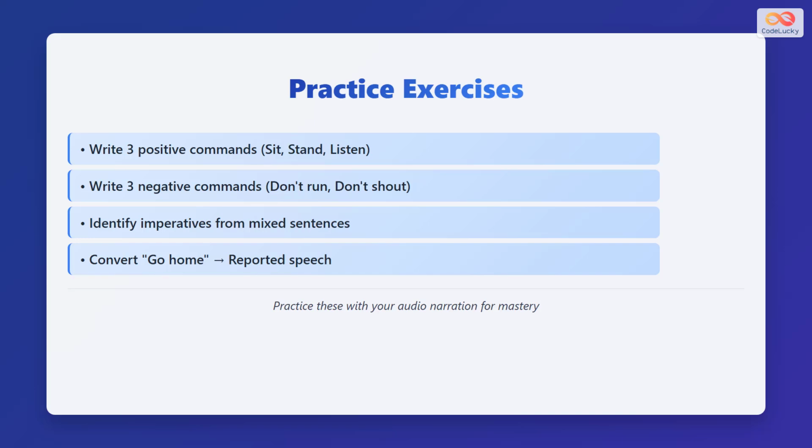Practice by writing 3 positive commands like sit, stand, listen. Write 3 negative commands like don't run, don't shout. Identify imperatives from mixed sentences and convert "go home" to reported speech. Practice these with audio narration for mastery.